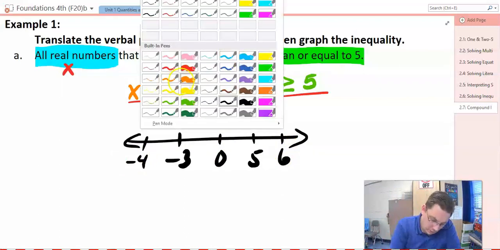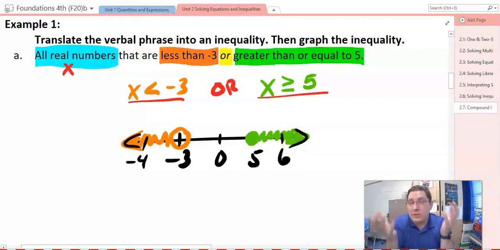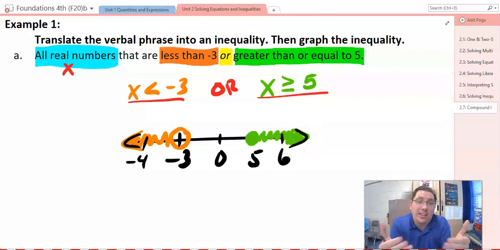So, what are the two statements? X is less than -3. So that's a circle at -3, and -4 would be less than -3, so it shades this way. The other statement, X is greater than or equal to 5, so that's a dot at 5, and 6 is greater than 5, so my shading will go towards 6. And so remember, it's just those two pieces on one graph is the final graphed solution. That's it. So don't overcomplicate it.